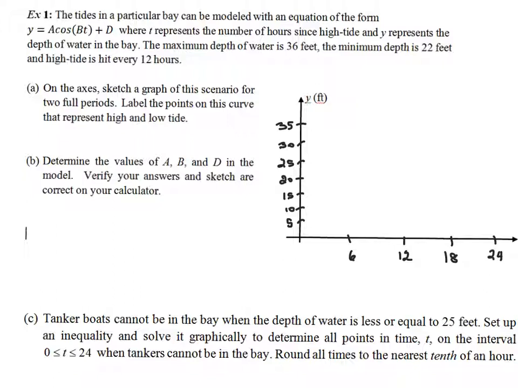You'll notice that I've left off the C in this cosine curve because I'm not going to talk about any horizontal shifts this time. T represents the number of hours since high tide, and Y represents the depth of water in the bay. So the maximum depth of water is going to be 36 feet. So we're going to take a look at that and say, okay, I know my maximum. I also know the minimum is 22 feet, and that high tide hits every 12 hours.